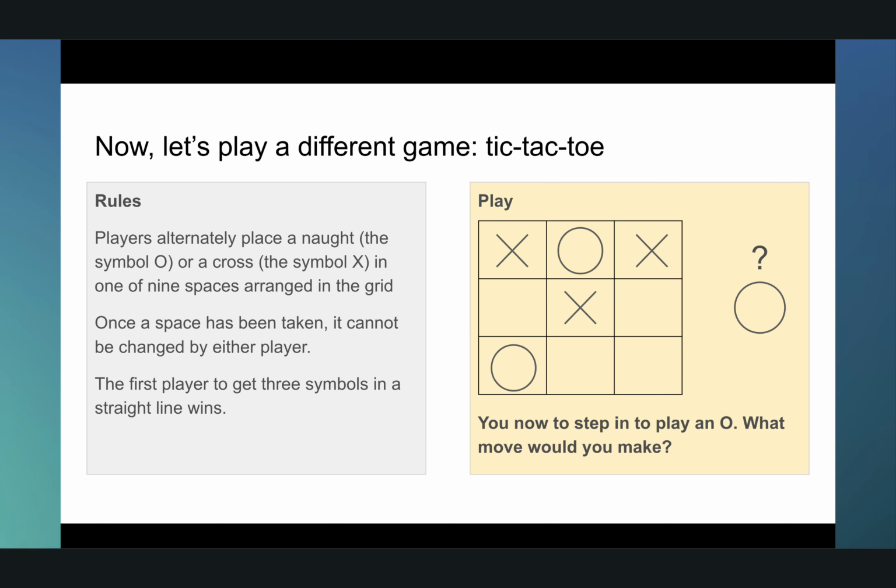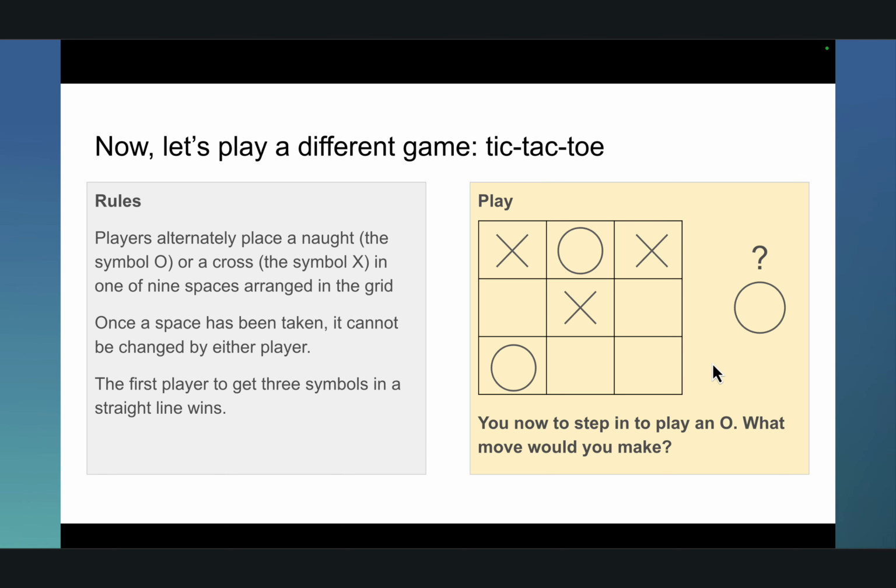I am pretty sure that you had an immediate or almost immediate answer to that question, right? So you want to put the symbol, the circle or O, in this position here, bottom right, because you want to prevent your opponent to win. It's pretty straightforward, right?